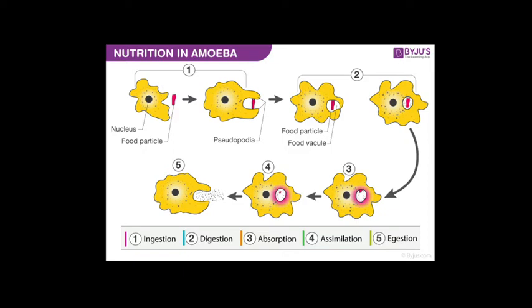After that, they absorb, they assimilate, and finally they eject the unwanted food from the body. Okay, it means all this function is done by the cell. Its cell membrane is doing all those functions, like ingestion, digestion, absorption, assimilation and ejection. Okay, it means endocytosis is the best example in nutrition in amoeba.